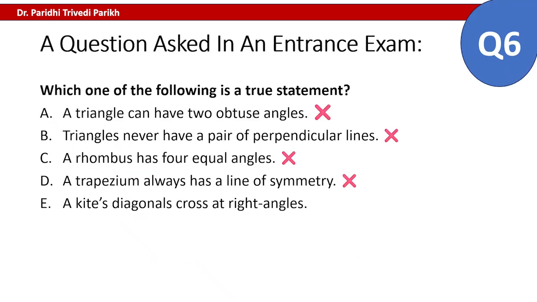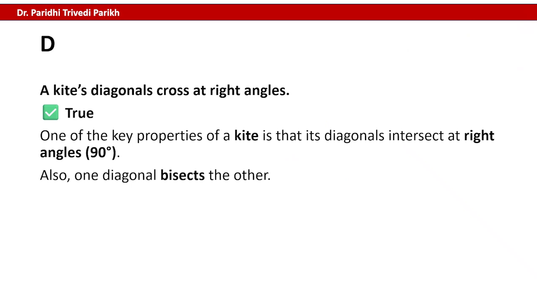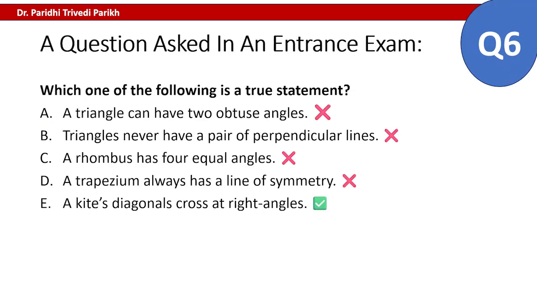Now fifth statement, a kite's diagonals cross at right angles. That's true. The property of the kite which we have already talked about. So the option E is the correct answer for this question.